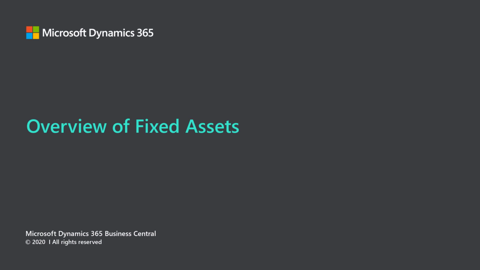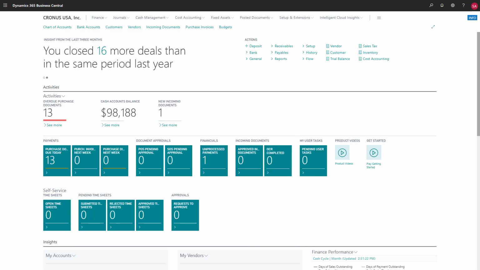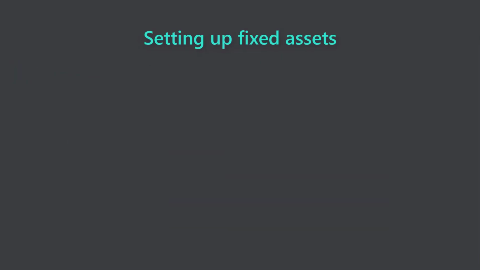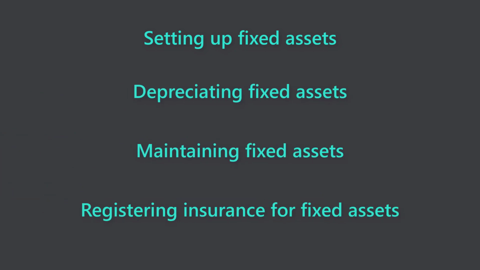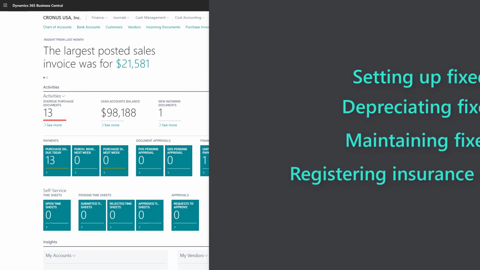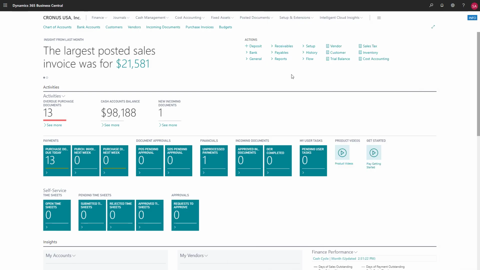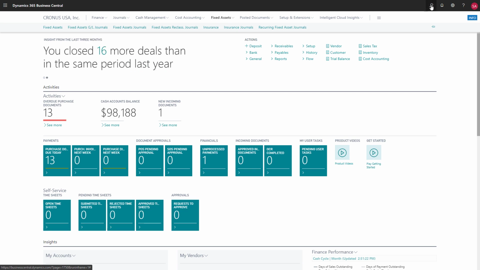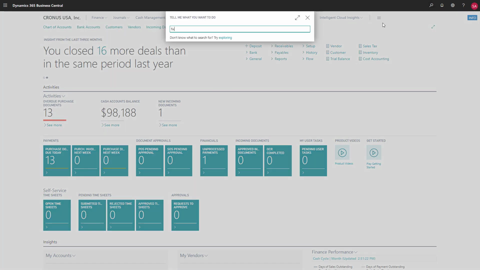Overview of fixed assets. Most businesses must account for fixed assets such as land, buildings, equipment, furniture, and vehicles. This video covers the basics of how to set up fixed assets, calculate depreciation, and how to register maintenance costs and insurance coverage for them in Business Central. We'll also touch on some useful reports. Let's go explore. Fixed asset features are available on the Accountant Role Center, but we can use search in any role center to find them.